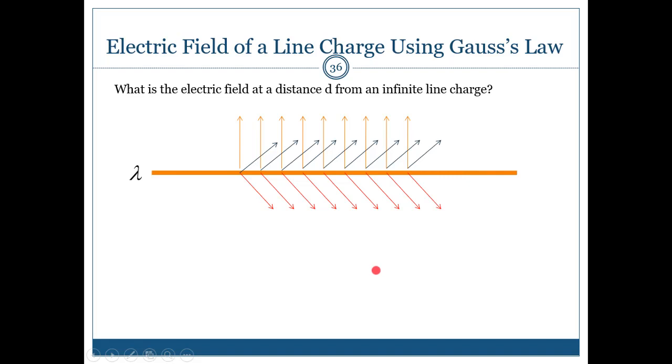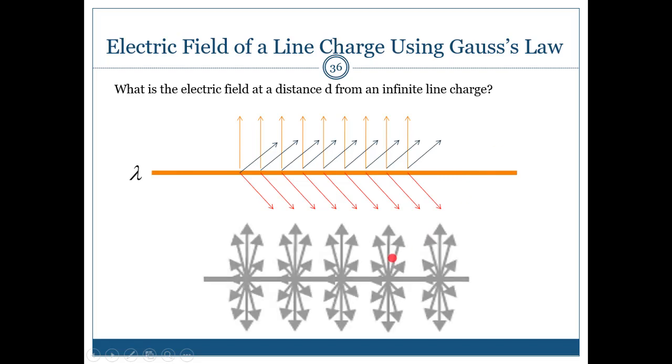So let's see this on an example. Here is an infinitely long line charge. We're going to get to this problem. We're going to try to calculate the electric field of an infinitely long line charge at a distance d from the line charge using Gauss's law. But I want to go over a few details we should watch while trying to use Gauss's law to solve for this.